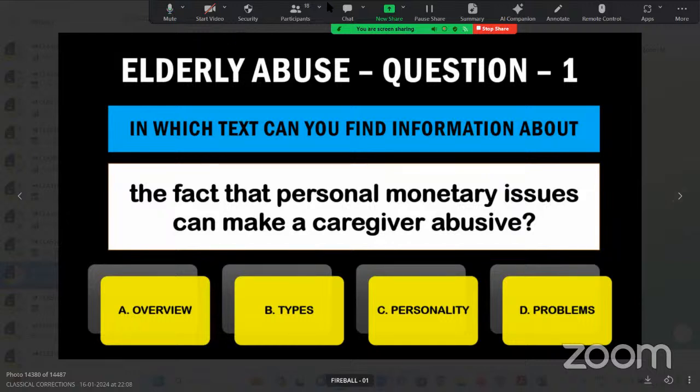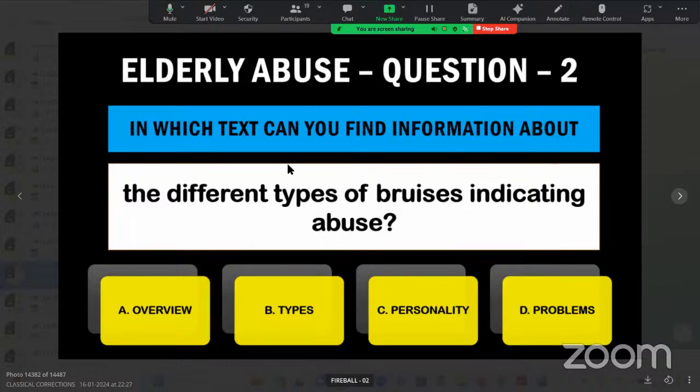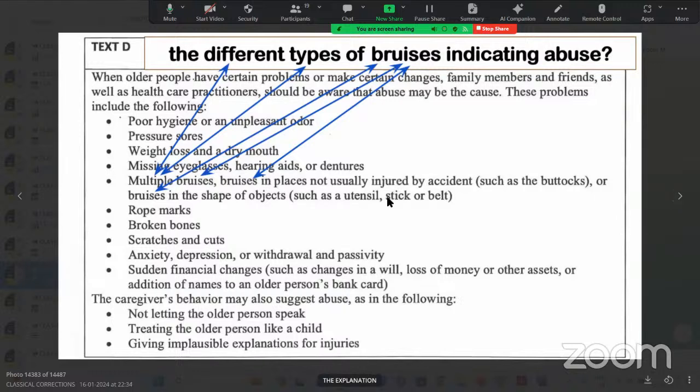Okay, so because of these things, you can understand the style. Next, question number 2: the different types of bruises indicating abuse. So overview, types, personality, problems. You can see these types of bruises. Types of bruises, maybe B. So you can go there.